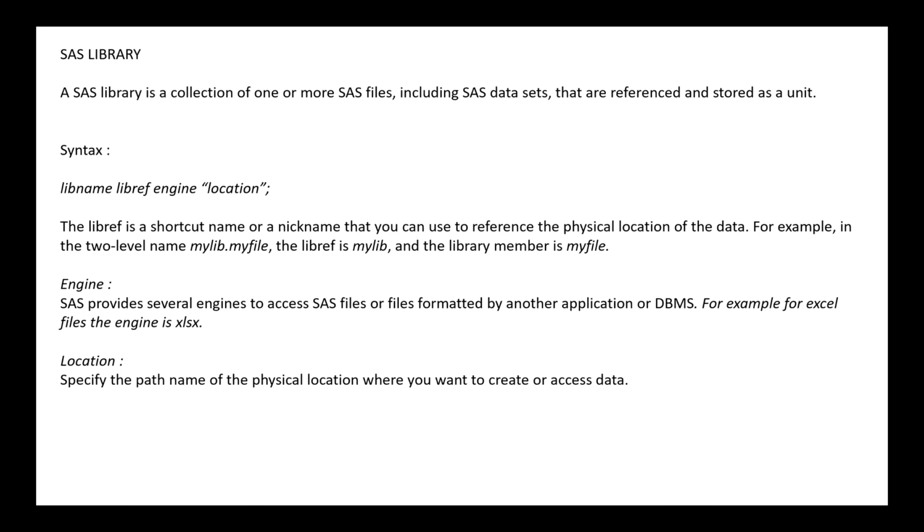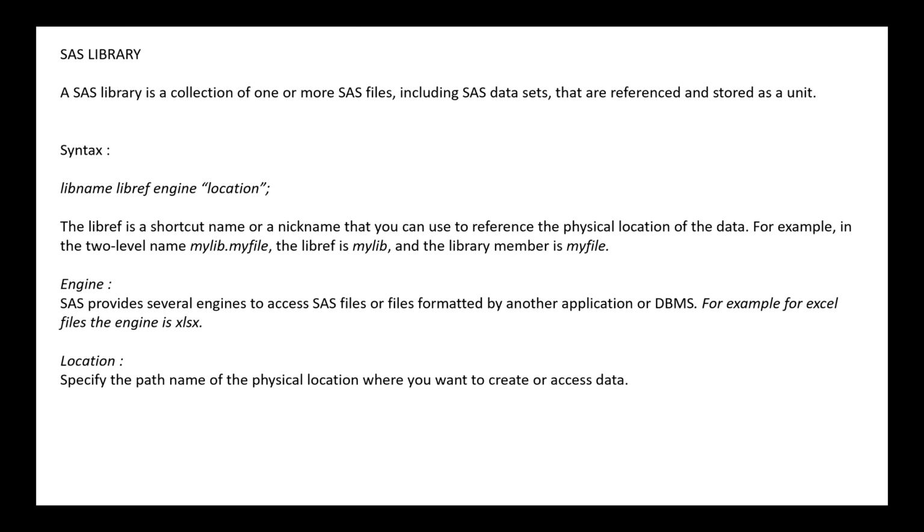So, a SAS library. A library is simply a collection of one or more SAS files, including SAS datasets, that are referenced and stored as a unit. So we might have multiple SAS files that are stored in one unit. Those SAS files will be stored inside a library. So that is the syntax of how we can define a library in SAS.